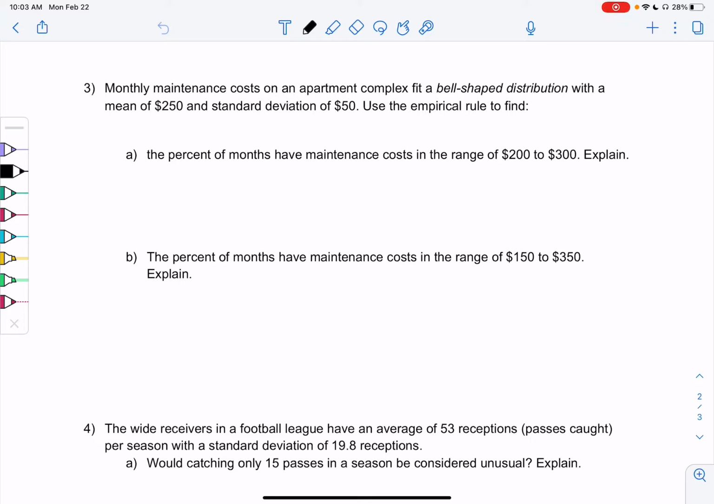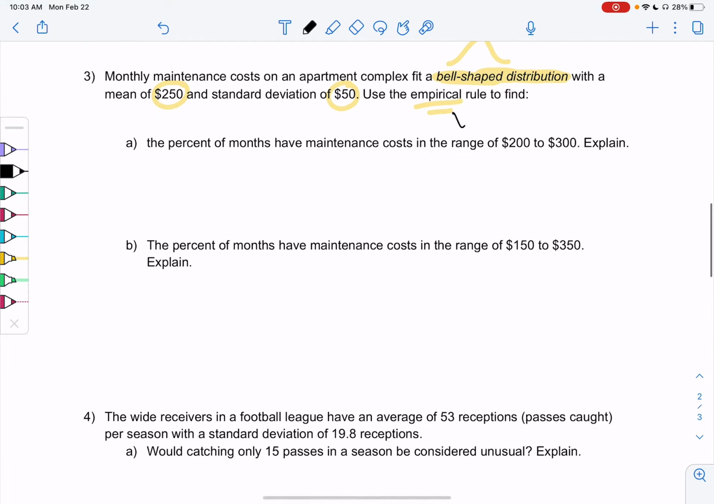So I noticed we have monthly maintenance costs on an apartment complex that fit a bell-shaped distribution. So that'll be significant. Remember, bell-shaped looks kind of like a bell. And we know that the mean is 250 and the standard deviation is 50. And we're going to use the empirical rule to find the following. You can find the empirical rule in the beginning of section 3.5.